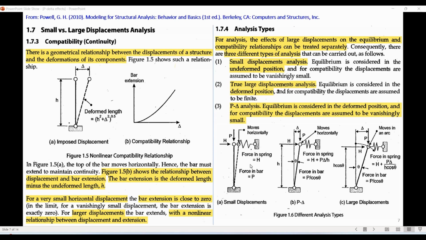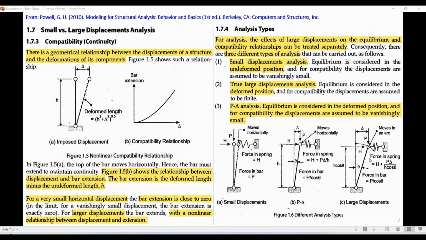Hence, in this first case, we can say that the first order analysis is just enough, or sufficient, to get an accurate result, while in the case of obtaining large displacements, we need to use the true large displacement analysis or P-delta analysis. Of course, both analyses deal with applying the equilibrium equation based on the deformed position. However, in true large displacement analysis, the displacements are assumed to be finite, while in the P-delta analysis, they are assumed to be very small, okay?